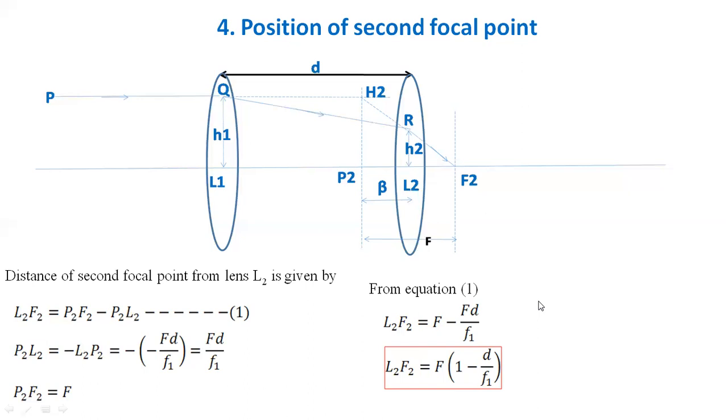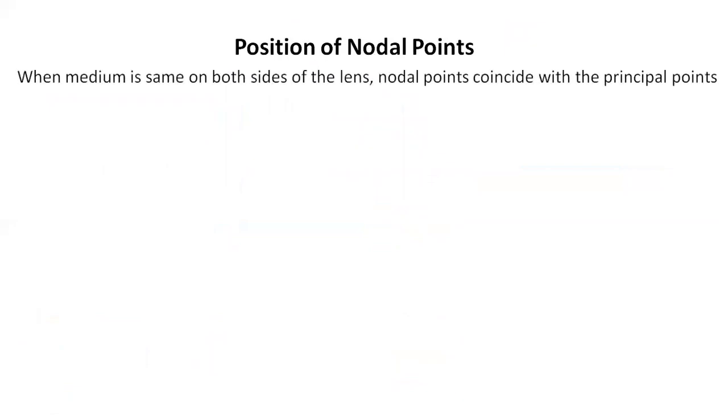Now let us find the position of the nodal points. Remember, we are discussing the two lenses L1 and L2 which are placed in air medium. Therefore, the medium is the same on both sides of the lens. You can place it in oil or any liquid medium; the medium is the same on both sides of the lens. Then nodal points always coincide with the principal points.